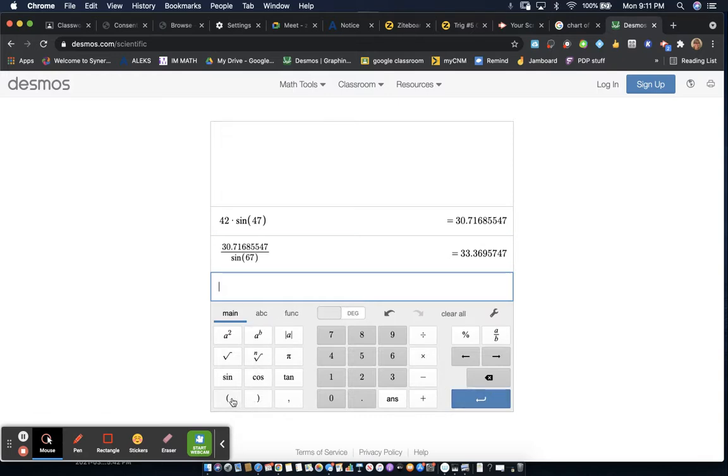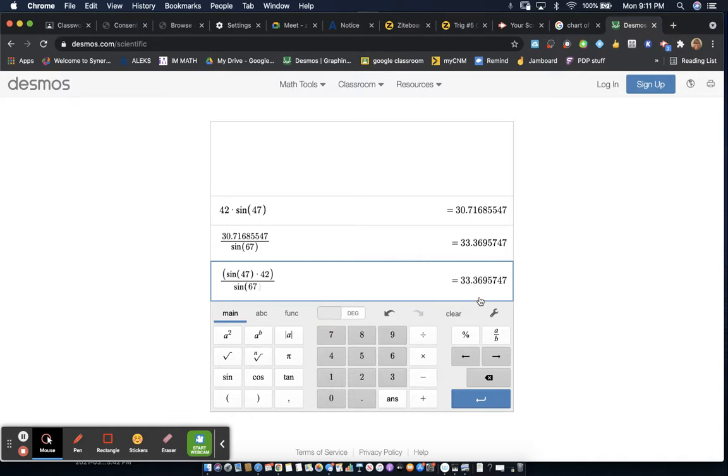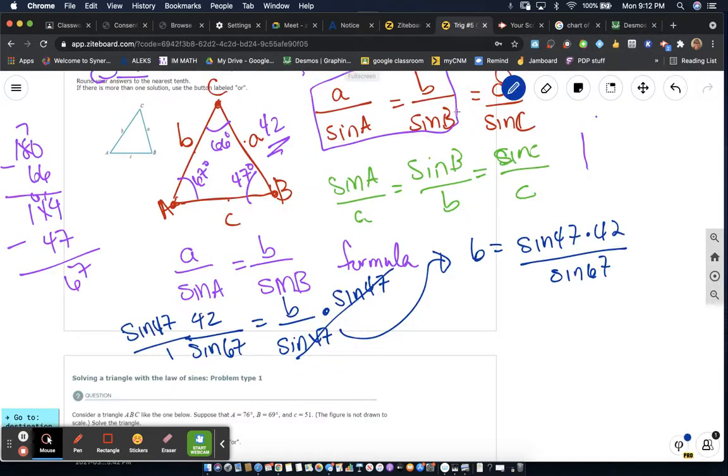33.4. Okay, let me redo this. I think you could do this, okay? Parentheses, and then do sine 47, close parentheses, times 42. It doesn't matter the order. Just put them in parentheses. That's telling the computer to do all that first, then divide by sine of 67. Okay, and then you get 33.4. That's how you put it in the calculator. Make sure you group together the numerator. 33.4. B is equal to 33.4. Well, we got B.